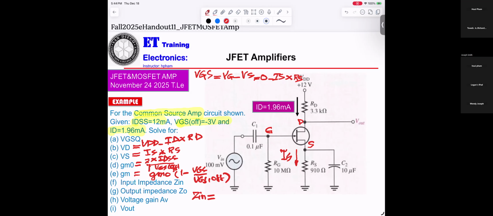Is Zin the same thing as RG, which is 10 megaohm, exactly? That means you're looking into here, you get Zin, 10 megaohm. Okay, Zout. Zout, you're right here, right?